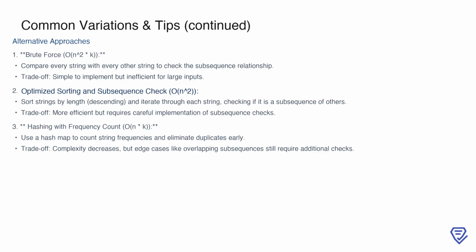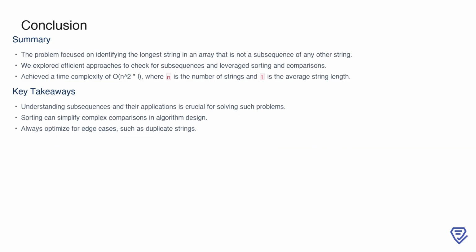Another option is to use hashing with frequency counts to identify and eliminate duplicate strings early. This approach can reduce complexity to n*k, but additional checks are still needed to handle overlapping subsequences correctly. Each method comes with trade-offs, so selecting the right one depends on the constraints and requirements of the specific problem instance.